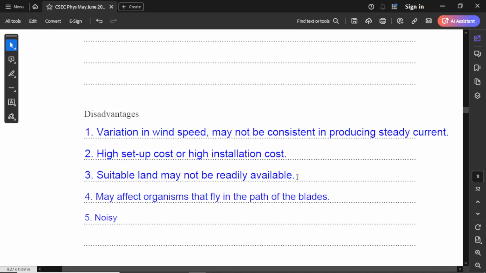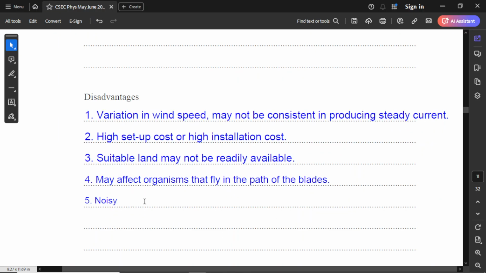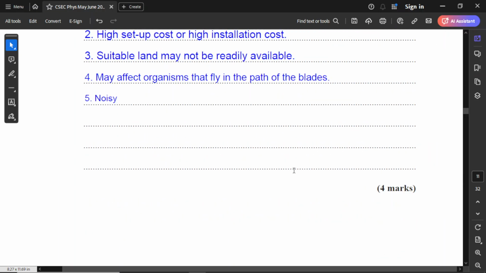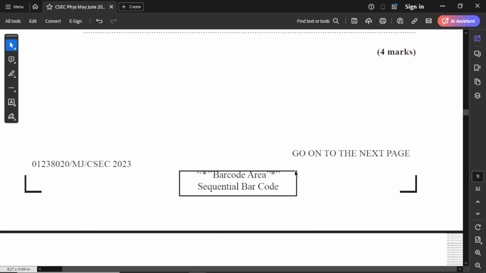All right, and number 4, now we said it may affect organisms that may fly in the path of the blades, of course, for sure, and it can also be noisy. But of course, with modern technology, the noise level will be a little bit lower because they modify these things to make sure that it is not too noisy.